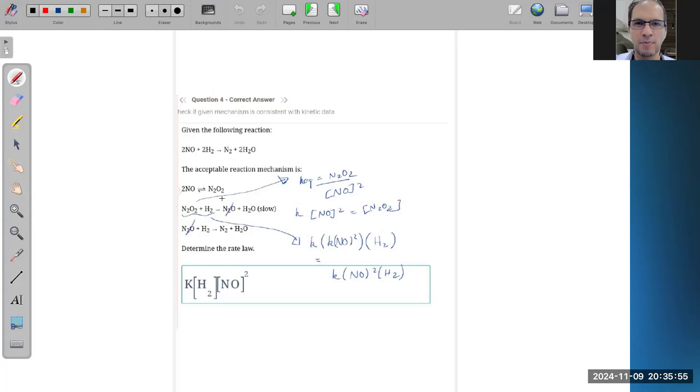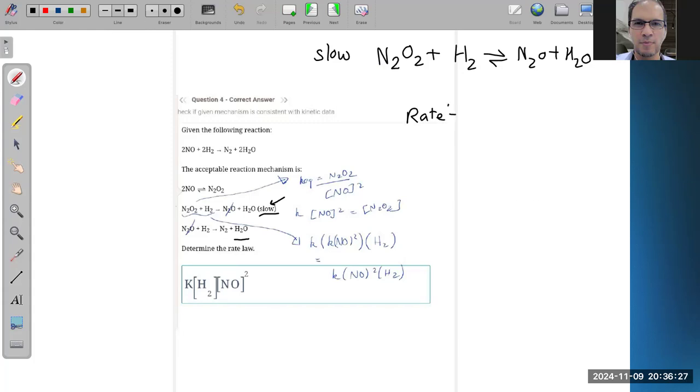I always check: if the equation has no mechanisms, I will just mention whatever is found experimentally. But if there are mechanisms, then I have to check the slow reaction or the fast reaction. I will go for the slow reaction. The slow reaction is telling me N2O2 plus H2 gives N2O plus H2O. This is the slow reaction, so I can get the equation from it.